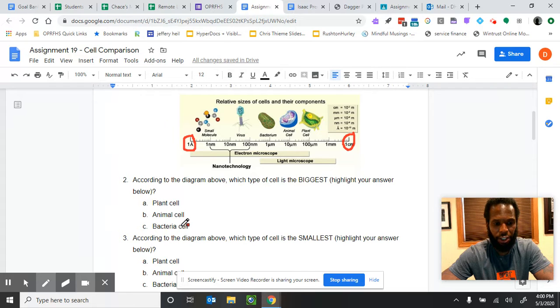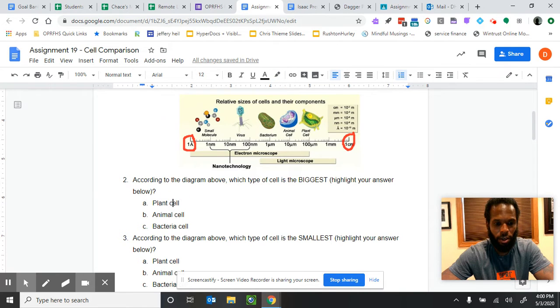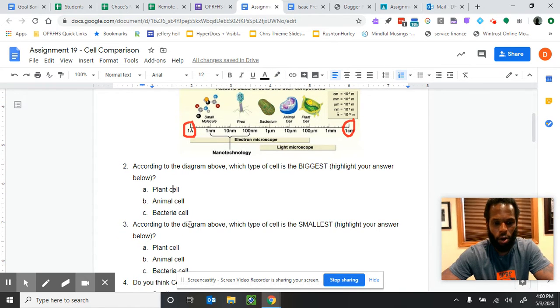If you don't remember how to highlight your answer, all you do is pick what you want, and then click here, and then pick a color to highlight it. Question number 2. According to the diagram above, which type of cell is the smallest? Highlight your answer below. So once again, plant cell, animal, bacteria. Which one of these is the smallest? This side's the biggest, this side's the smallest.